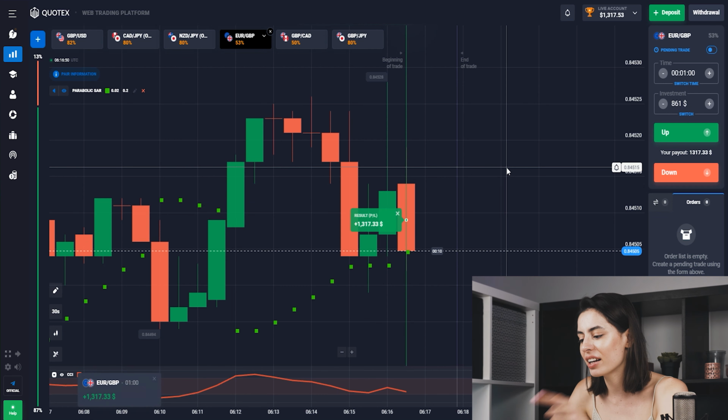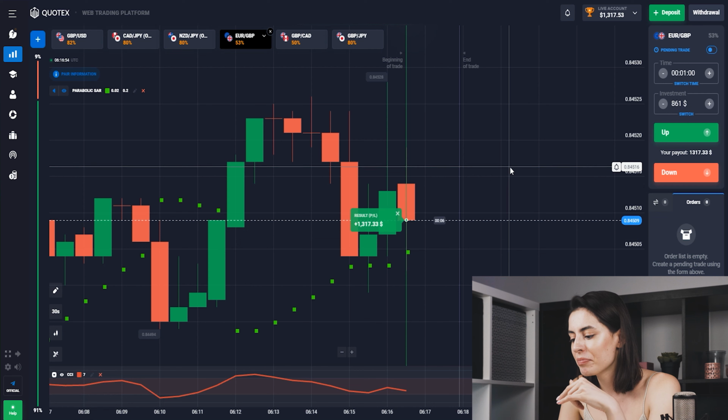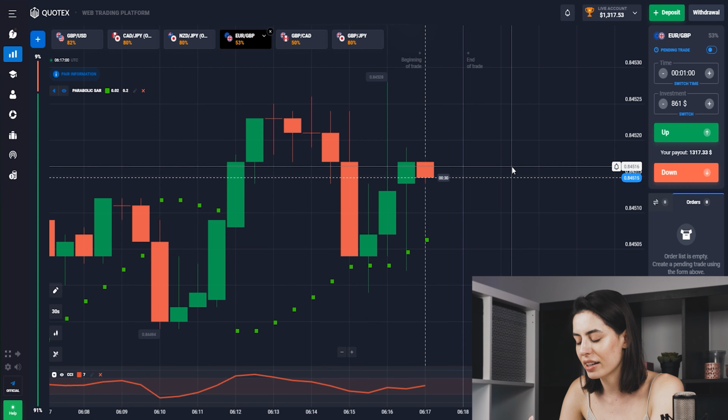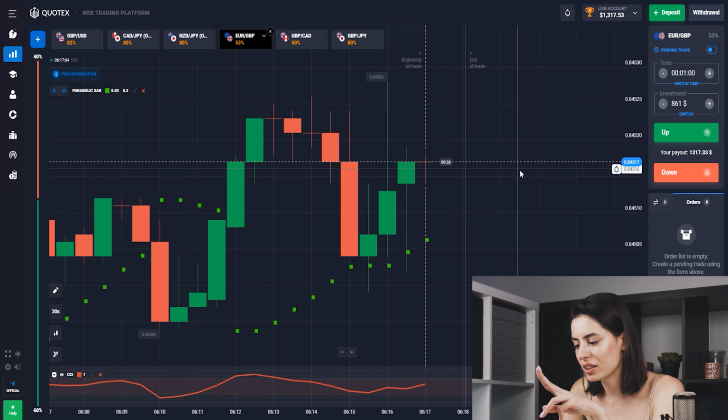We got it as a profit, and now this orange candle is just breaking, and we were rising, and the parabolics here were showing us that we are getting upward also. So in that case, we could just combine this indicator.